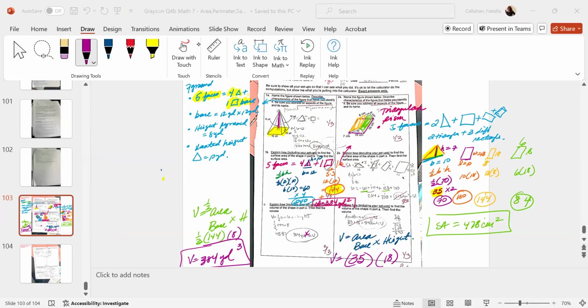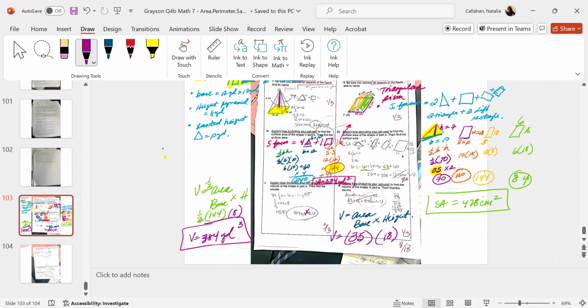Two triangles was 70. Remember that? Mm-hmm. So what's half of 70? Half of 70 is 35. You should know that. What's the height? What's the height? 7. No. 18. 7 is the height of the triangle, not the triangular prism, but 18. Now multiply the two together.